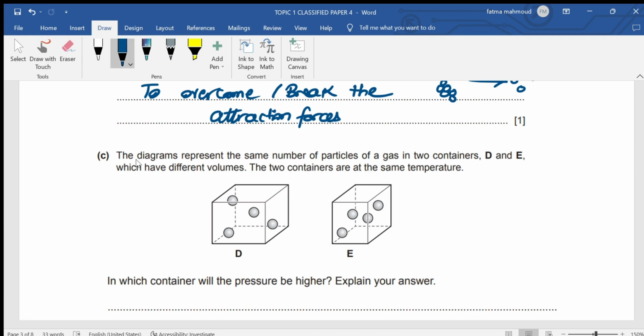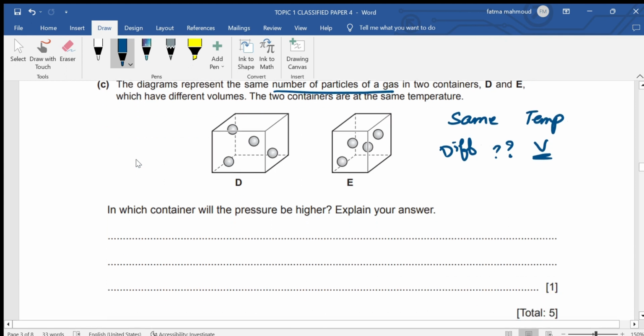The diagrams represent the same number of particles of a gas in two containers, D and E, which have different volumes. The two containers are at the same temperature. So we have here the same temperature. But what about the volume? The volume is different. And they have the same number of gas particles.